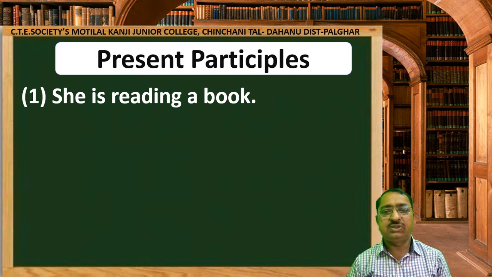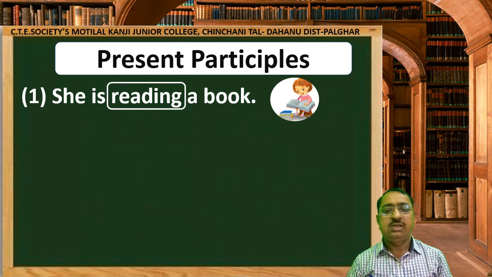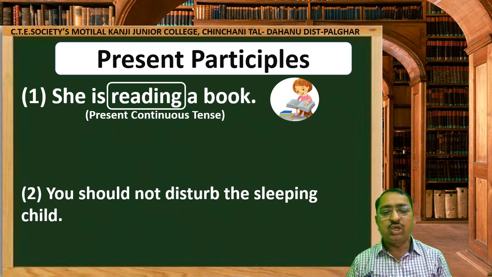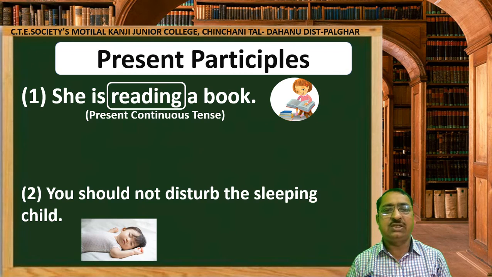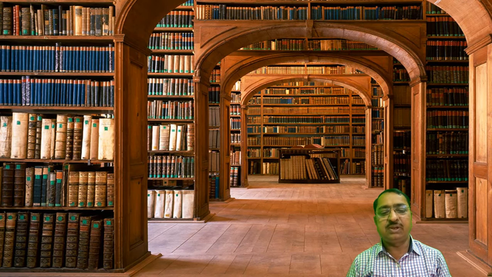Present participles, example is she is reading a book. Here reading is a present participle. To use present continuous tense, you should not disturb the sleeping child. The word sleeping is used as an adjective of the noun child, so it is present participle.